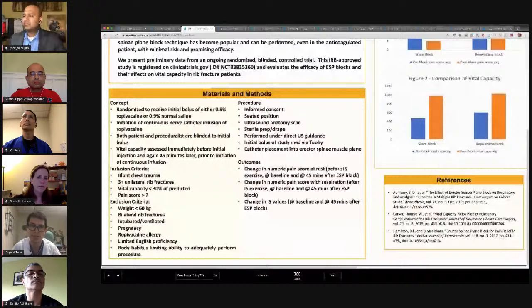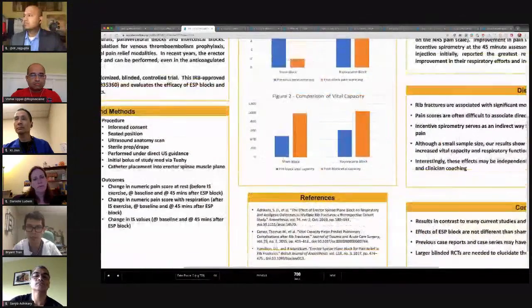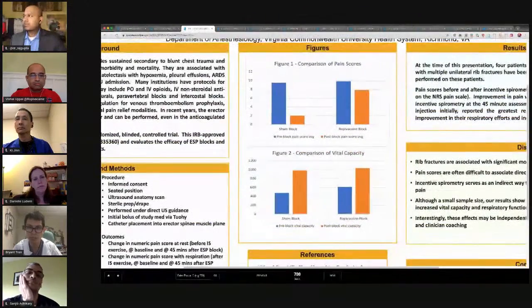We placed nerve catheters on everyone. So we either opened up the space with saline or ropivacaine, depending on which arm they were blinded to. The measured outcomes that we were looking for were pain score before and after the block and incentive spirometry. So, pretty simple setup. The results as displayed in the poster, these are only interim results.